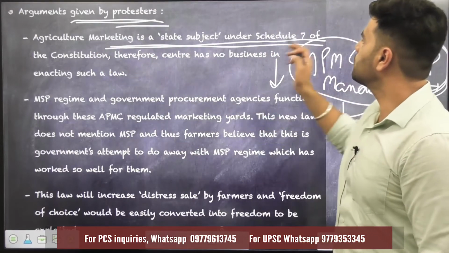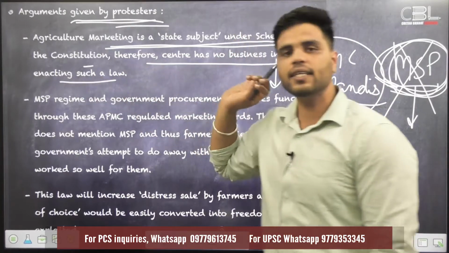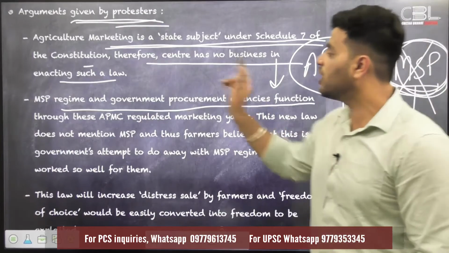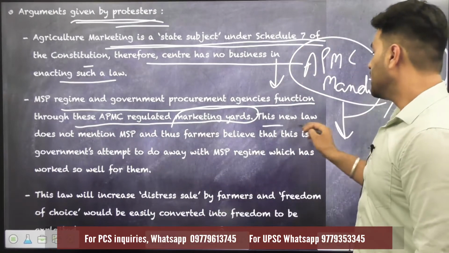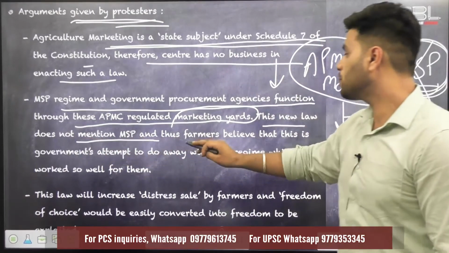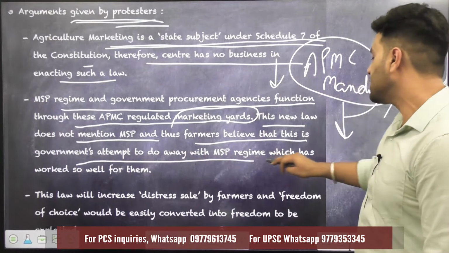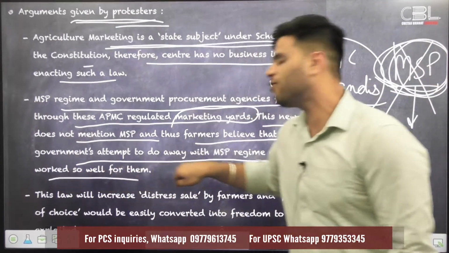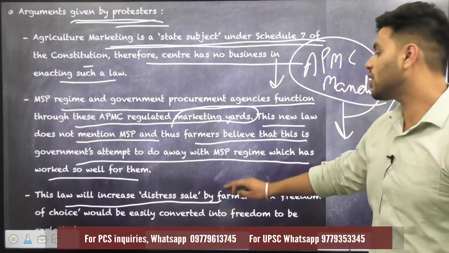Agricultural marketing is a state subject under Schedule 7 of the Constitution. Therefore, Center has no business in enacting such a law. All right. MSP regime and government procurement agencies function through these APMC regulated marketing yards or mandis. This new law does not mention MSP, and thus farmers believe that this government's attempt to do away with MSP regime, which has worked so well for them in the past. All right. This law will increase distress sale.